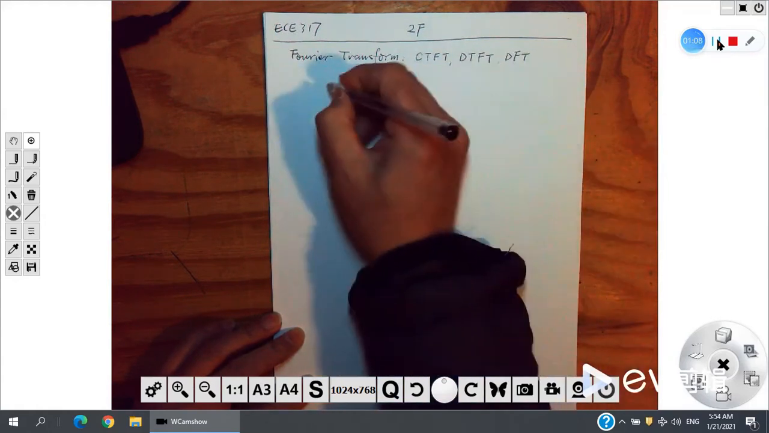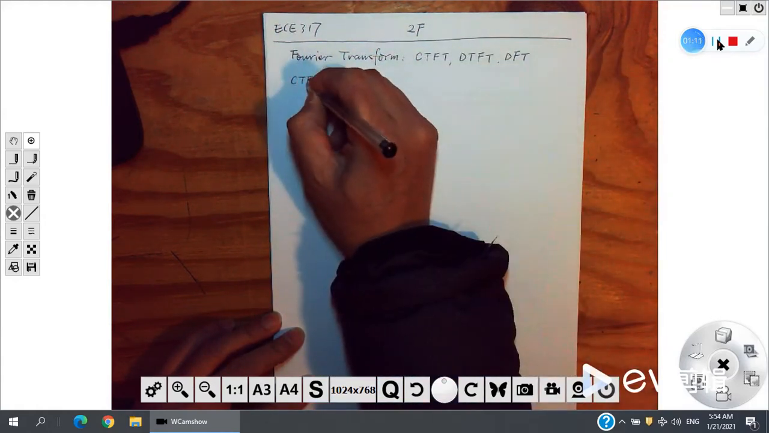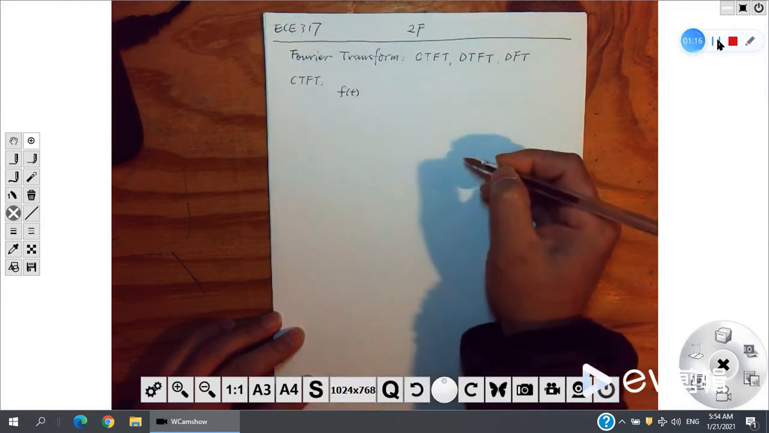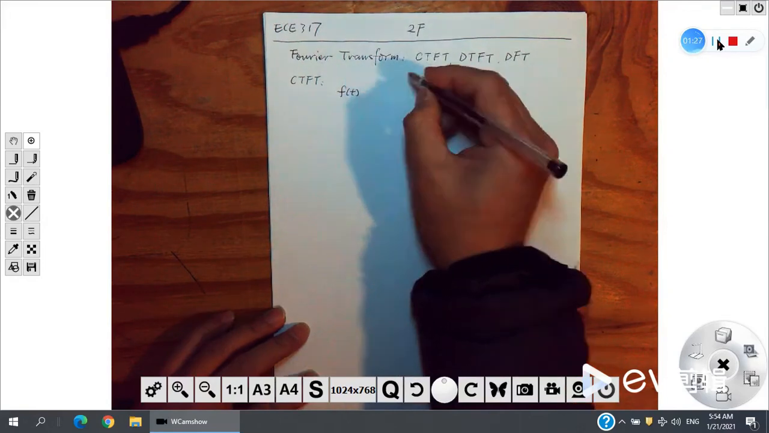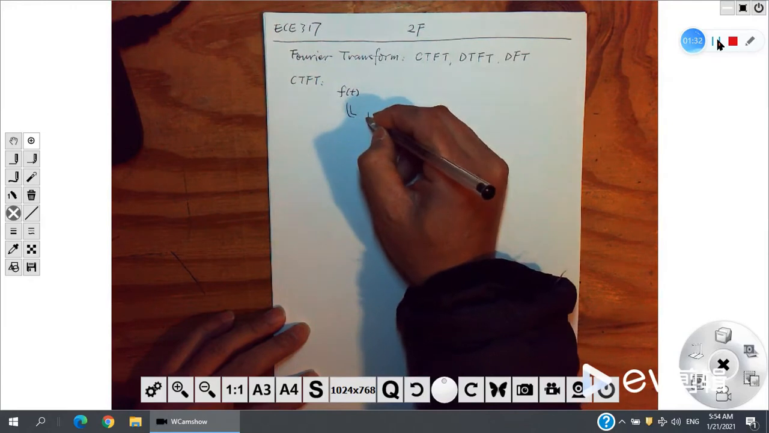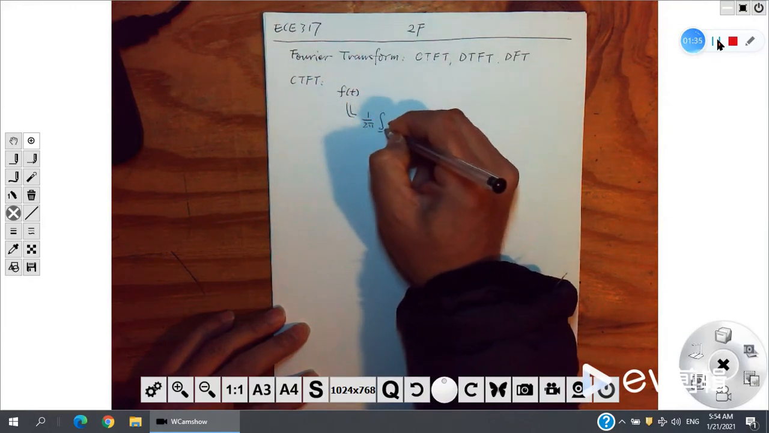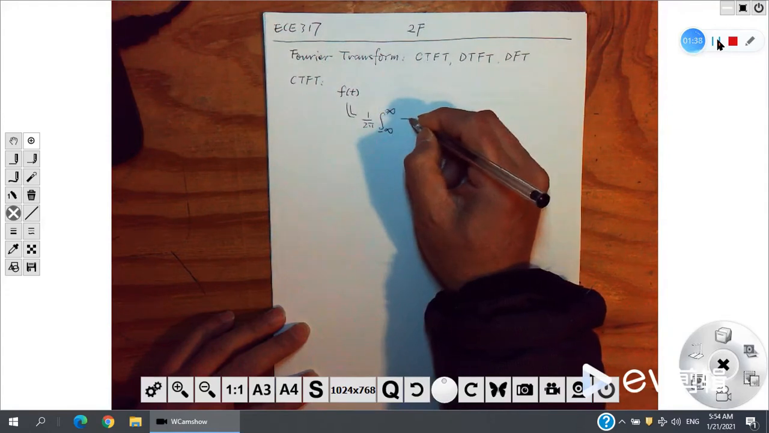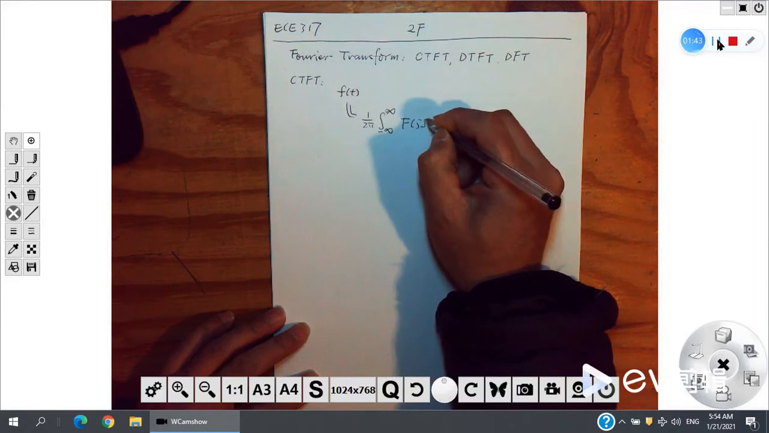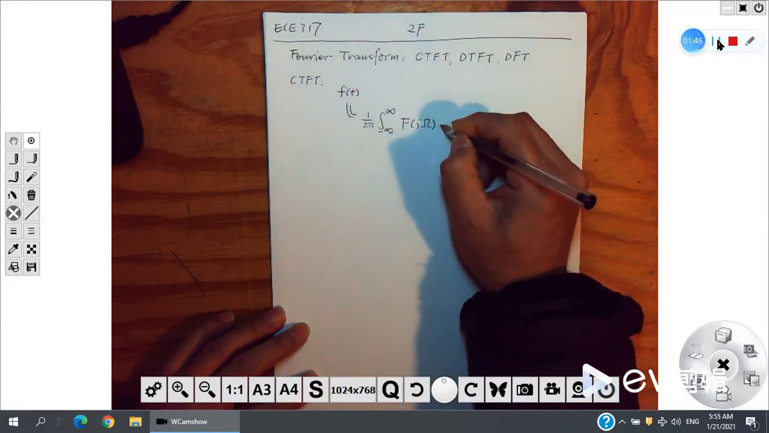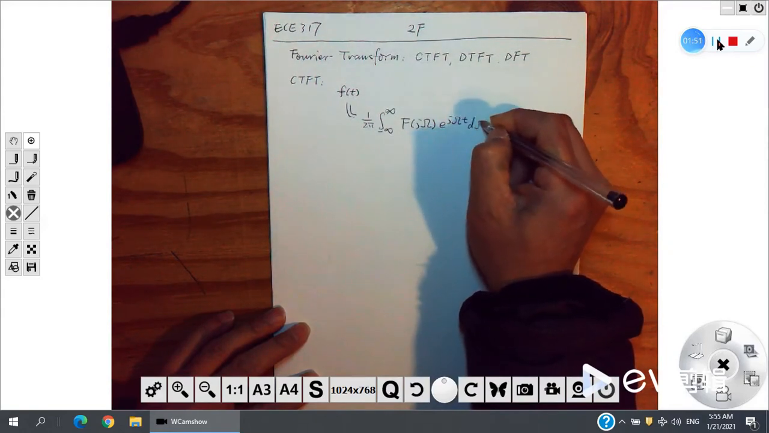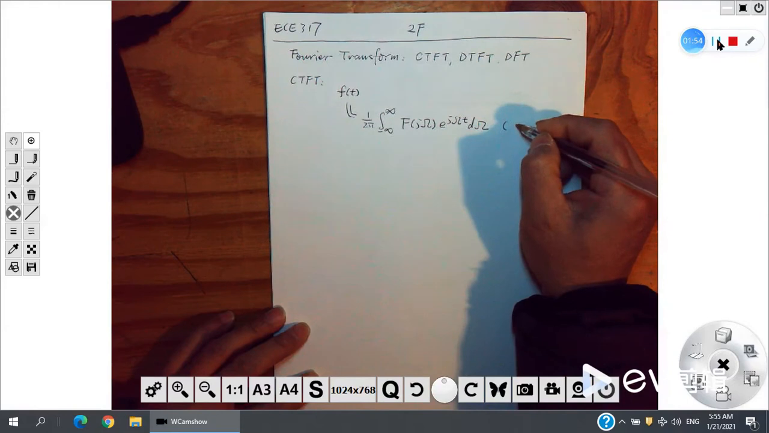For CTFT, it works like this. You start from signal f of t. Then you will try to write it as like this. You want to write this equal to, I put it here, 1 over 2 pi, an integral of certain weight. Actually, this is the Fourier transform, F of j omega times e to the j omega t d omega. This is the inverse CTFT.